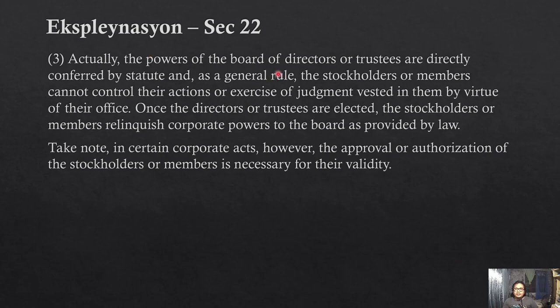Actually, the powers of the Board of Directors or Trustees are directly conferred by the statute. Itong mga additional theories lang in regards to the nature ng powers ng board. Conferred by statute, and as general rule, the stockholders or members cannot control their actions or exercise judgment vested in them by virtue of their office. Once the directors or trustees are elected, the stockholders or members relinquish corporate power to the board, delegated na as provided by law. But take note, certain corporate acts, however, the approval or authorization of stockholders or members is necessary for their validity. May list naman yan.